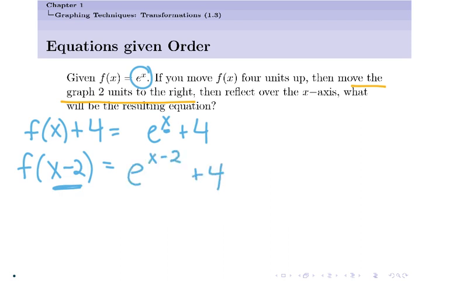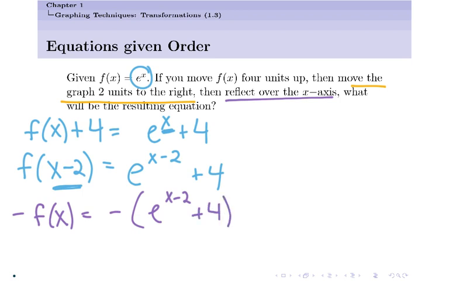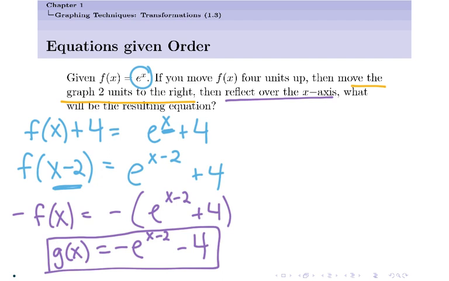Bring down the plus 4. See how that x minus 2 is the exponent? Because I was just replacing the x with x minus 2. Now I have to reflect over the x-axis. So that means I have to negate the entire previous step. Remember, you have to distribute. If you want to keep these in parentheses up here, you can, but you don't need to. Distribute. So your final equation is this.